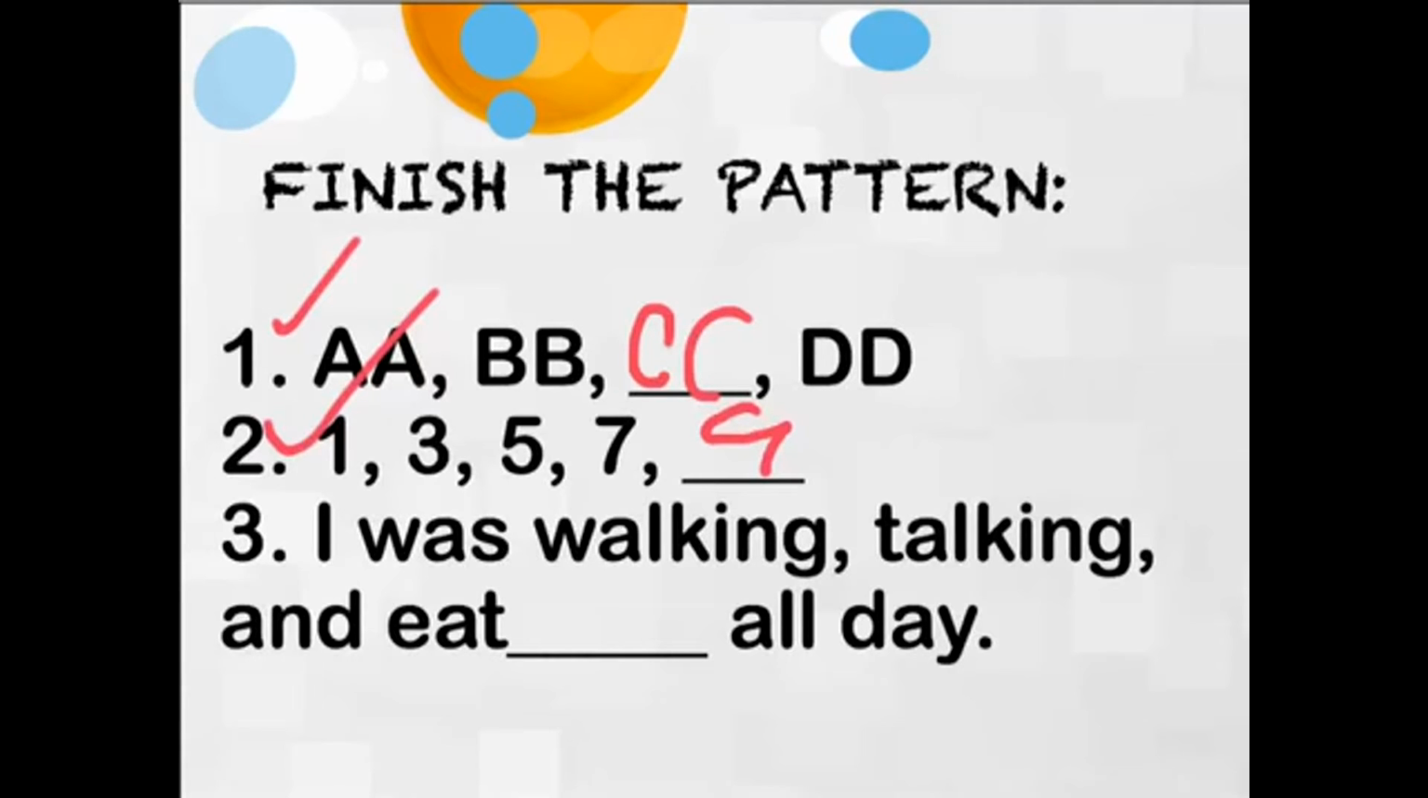I was walking, talking, and eat blank all day. What belongs in that blank? If you said or thought ing, guess what? Not only are you correct, but you already understand what parallelism is. Parallelism is nothing more than a repetition of a pattern in language or in writing. So when you look here, we saw the pattern for number 1, we saw the pattern for number 2. Parallelism is just repeating a pattern in writing. So walking, talking, eating. That's all parallelism is. If that made sense to you, you already understand parallelism.